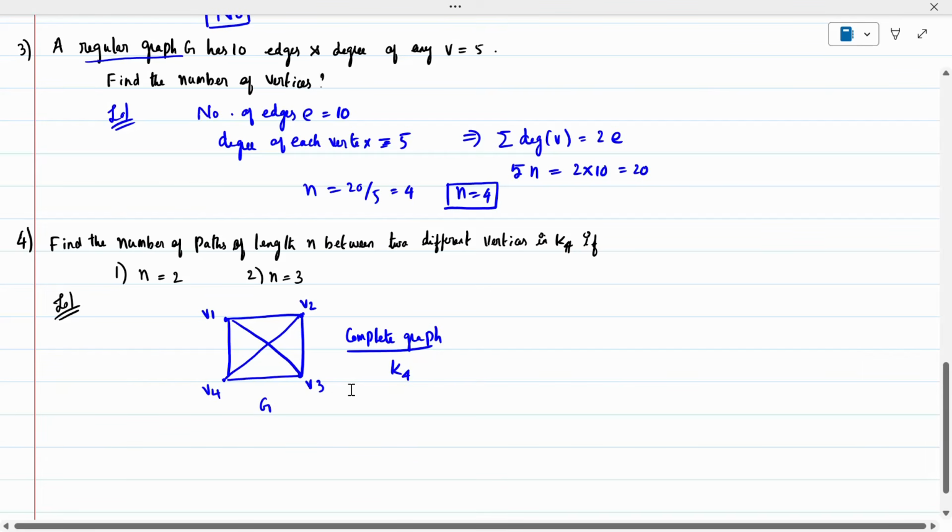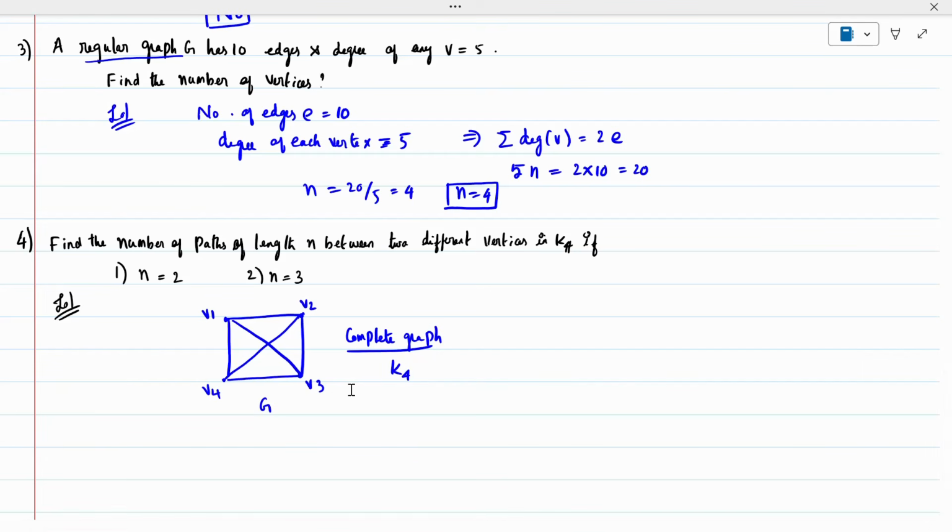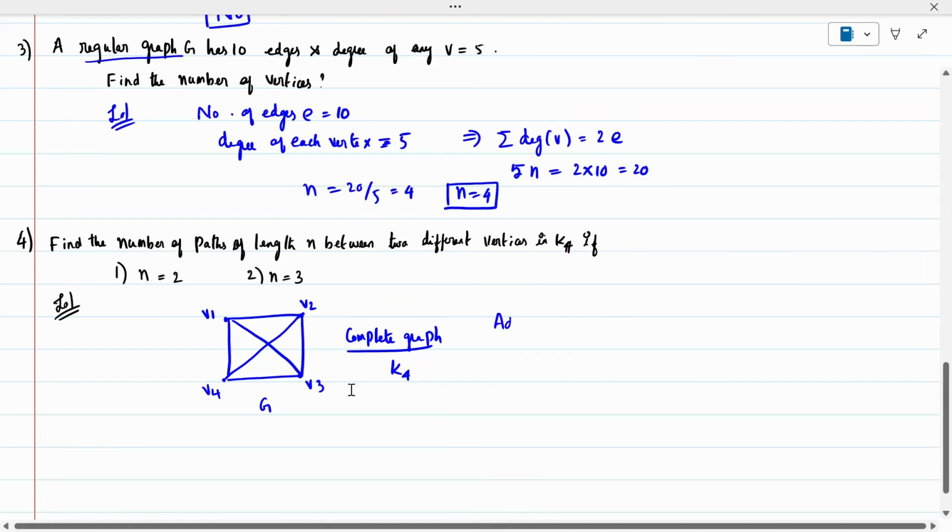Okay, they did not give it, so I have drawn it with 4 vertices. So K4 I have drawn. The first step is to find the adjacency matrix, the A matrix. Whatever is connected, this only I am going to write in matrix form.